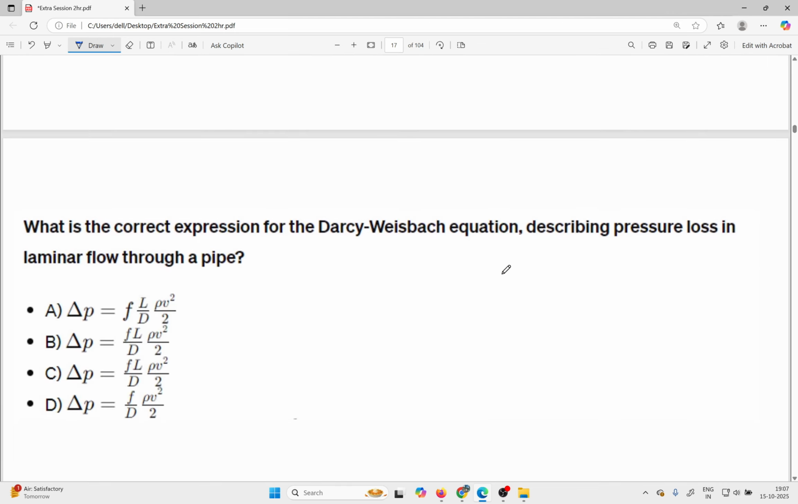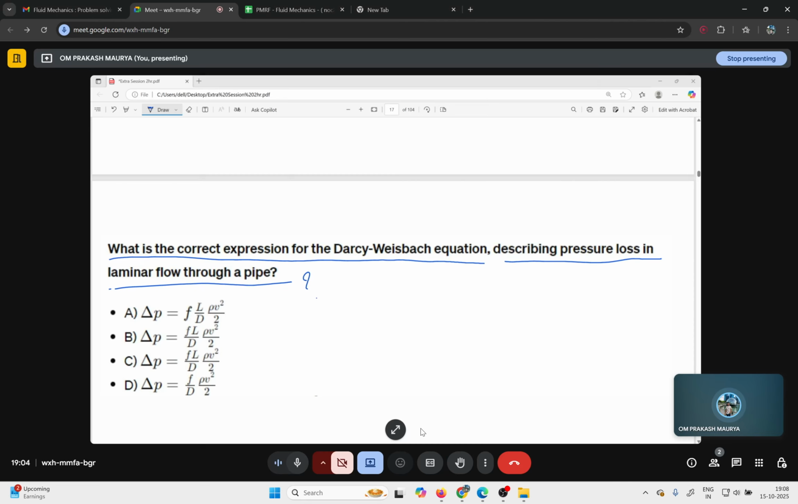Next one. What is the correct expression for the Darcy-Weisbach equation describing pressure loss in laminar flow through a pipe? So this is your question. I'll take a 5 minute break so you can solve the question, or you can also take a break.